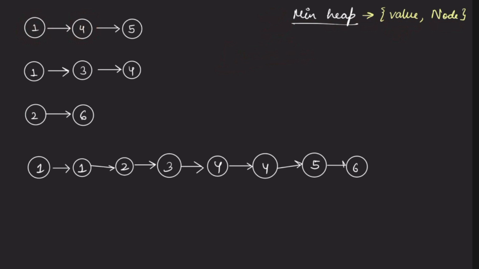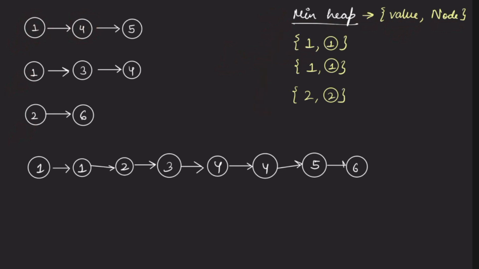So basically, initially what will happen is, I will keep the head of all the linked lists inside my min heap, right? So we will store this 1, 1 and 2 in our min heap. So here we are storing a pair. First it will have the value 1, and then it will have the node itself, which is 1, right? Then for this particular node, again it will store 1 and the node itself, which is 1, right? Then for this 2, it will store the value as 2 and the node itself, which is 2, right? So this is what it will store initially.